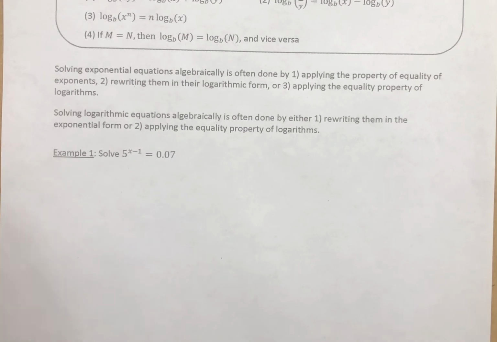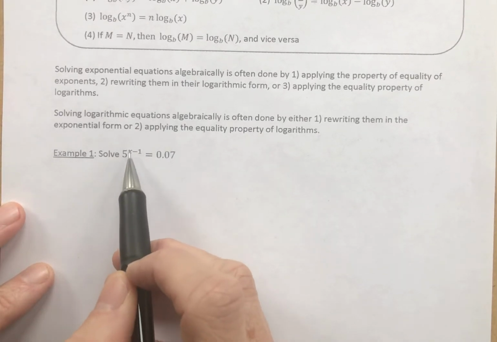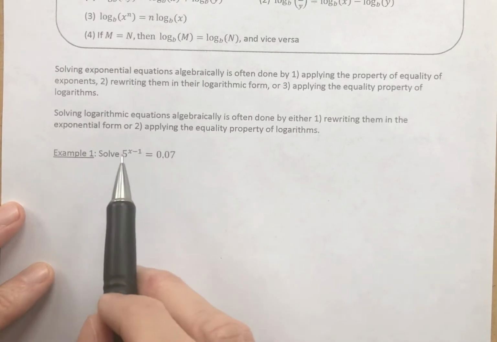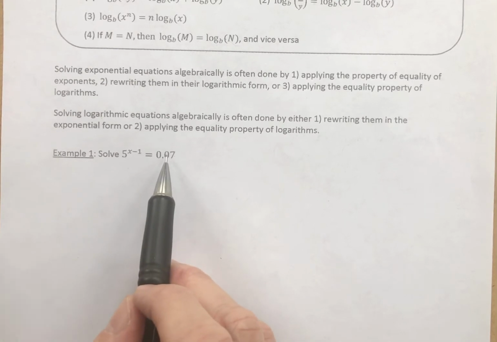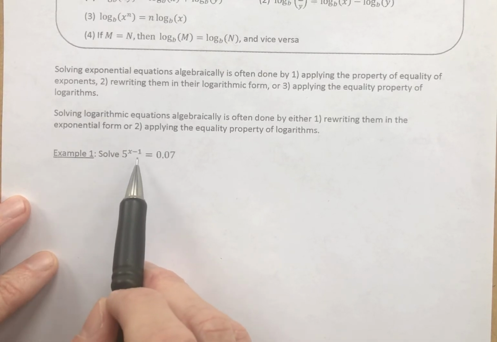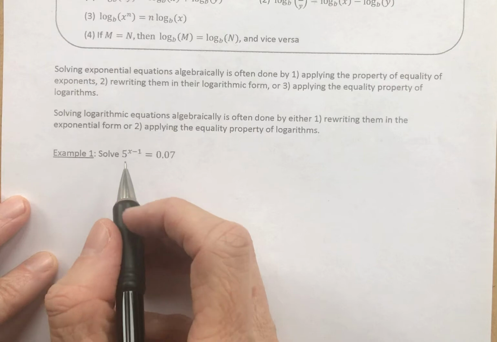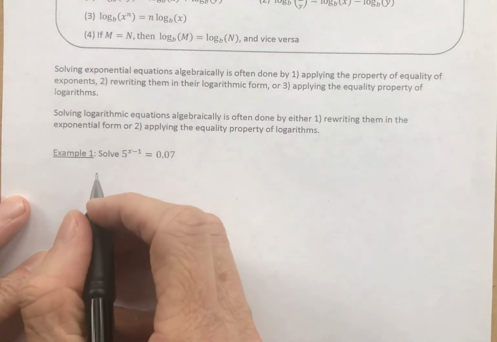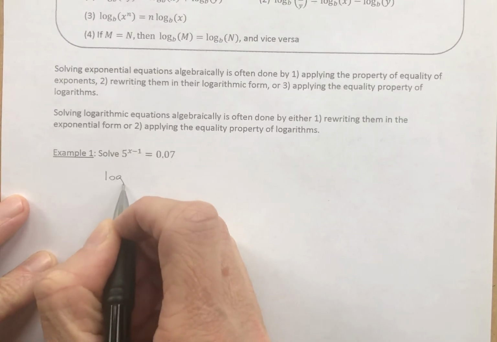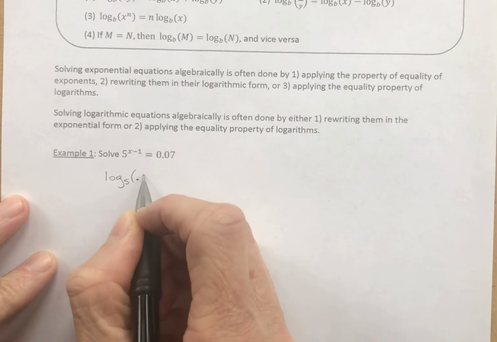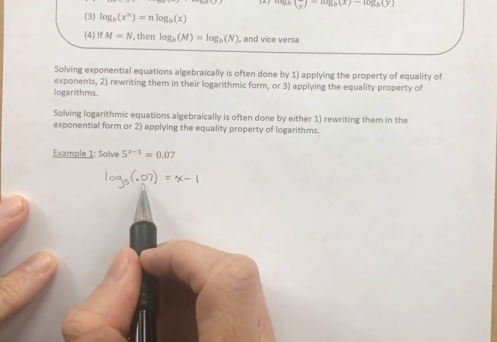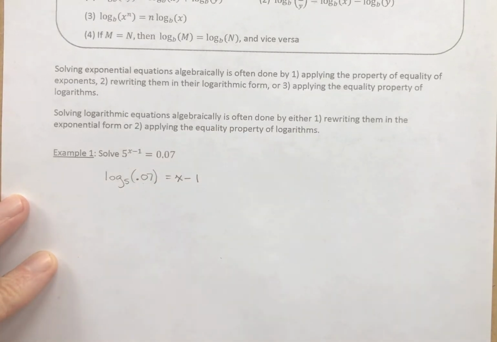So example number 1. Solve 5 to the x minus 1 is equal to 0.07, which is 7/100ths. This is an exponential equation. I have just a 1 exponent on the left here, so I will rewrite this using logs because I can therefore get at that exponent. So I know this is the same as the log base 5 of 0.07 is equal to x minus 1. The log allows me to get at that exponent.